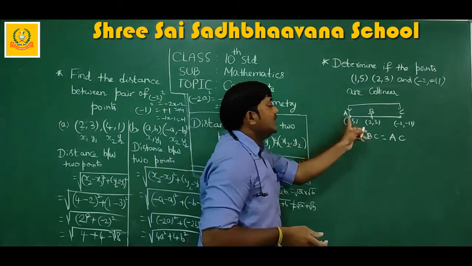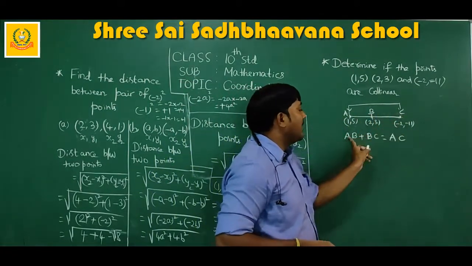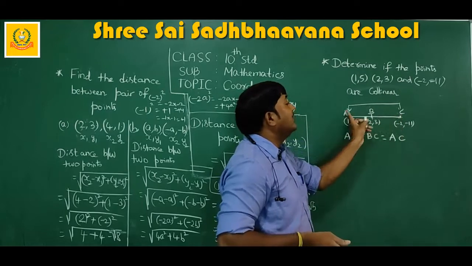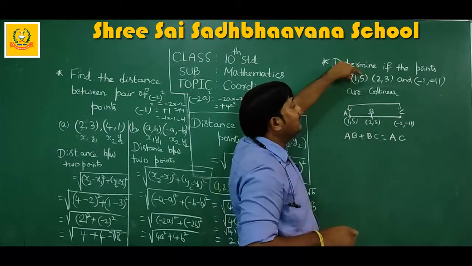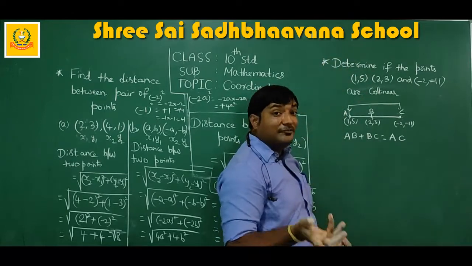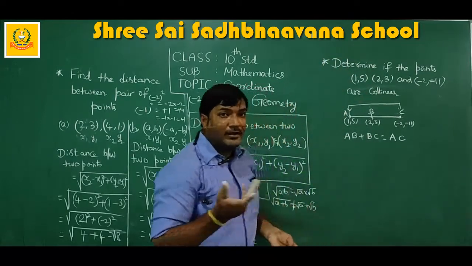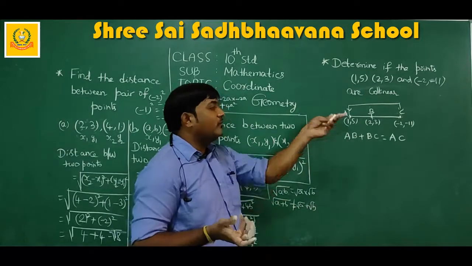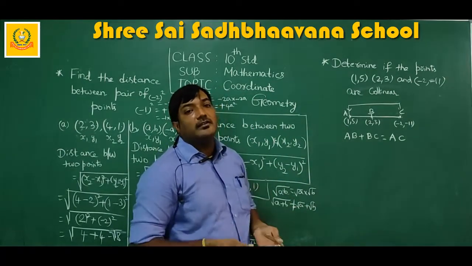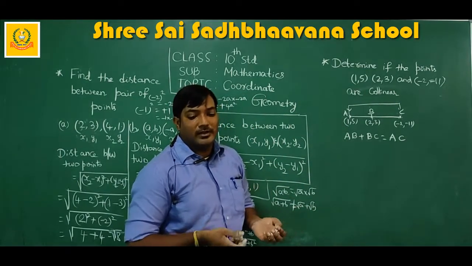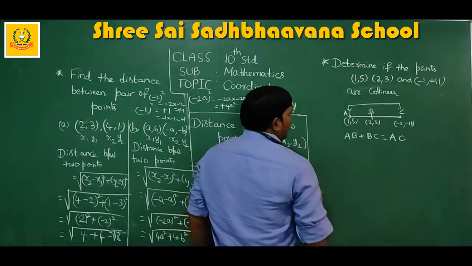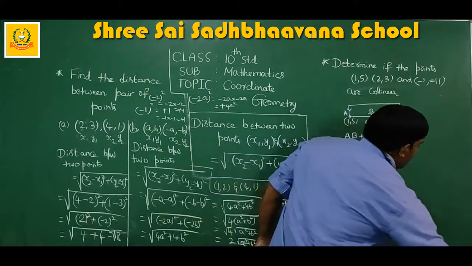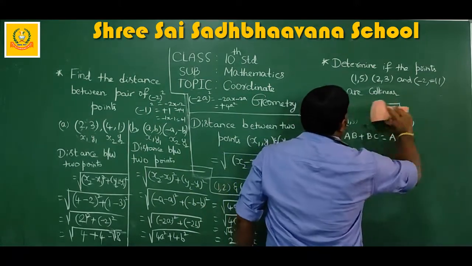If the distance between AB and BC, the addition of these two distances, is the same as the distance between A and C, then we can say that these three points are collinear. If not, if you do not get the same, LHS is not equal to RHS, then obviously they are not collinear, meaning they are not lying on the same line. Okay, fine. I'll remove this. I explained what we have to do.